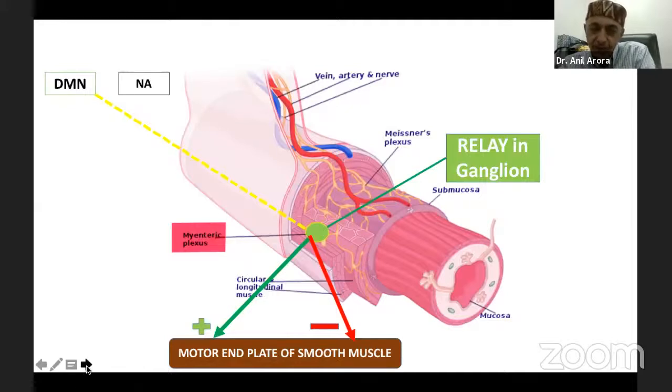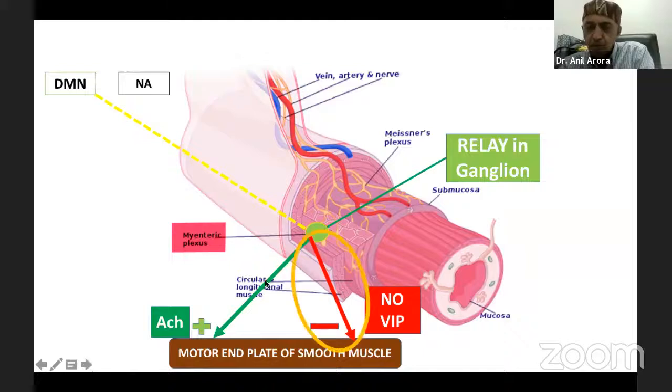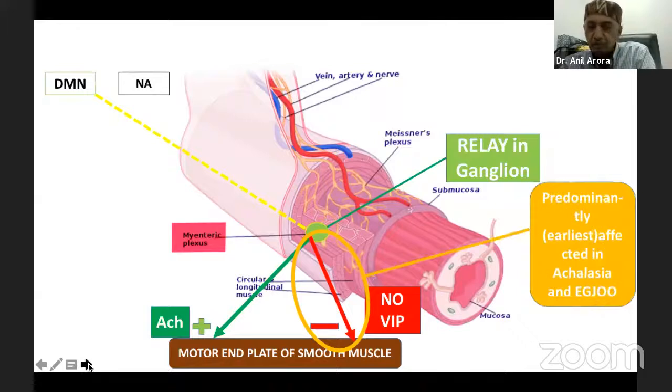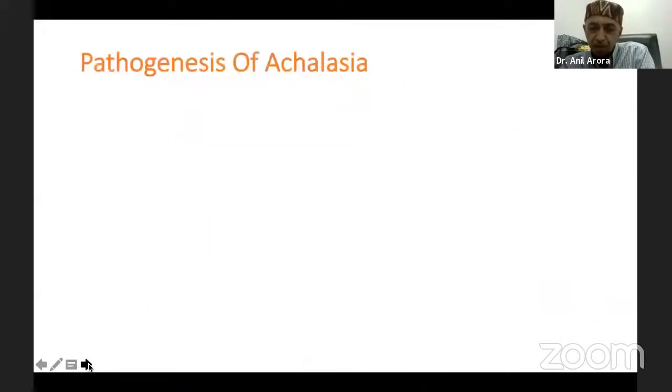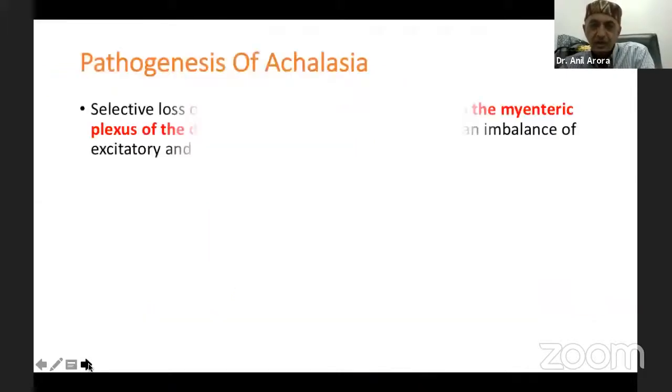So if you have excitatory neurons in the form of acetylcholine, you will have contraction of the muscle, and if you have excitation of the neurons which release nitric oxide or VIP, then you will have relaxation of the muscle. The basic problem in achalasia or motility disorders lies in the destruction of the so-called nitric oxide producing, or smooth muscle relaxant producing, neurons. So this is what is primarily affected in patients with achalasia cardia.